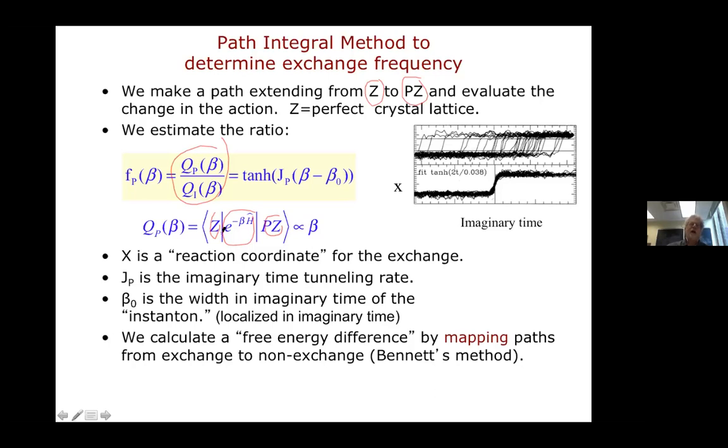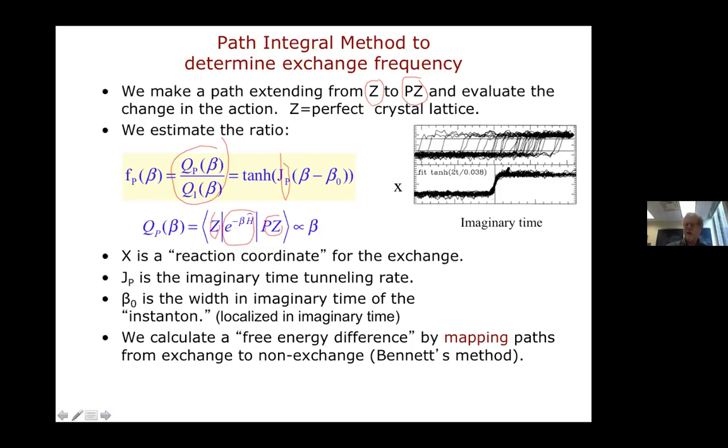So it's a question of how much free energy does it cost to insert a permutation into the lattice, that is, to make them do a pair exchange. And what I show on the next view graph is that this is basically a tanh function, and the argument involves this exchange frequency that we want to have.